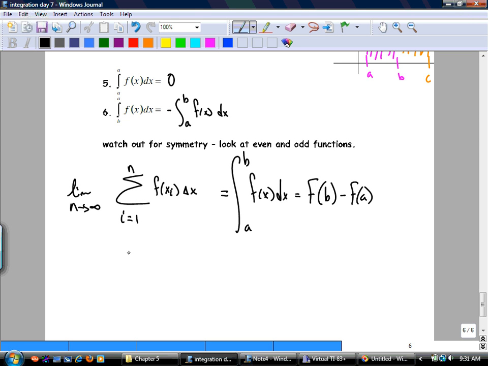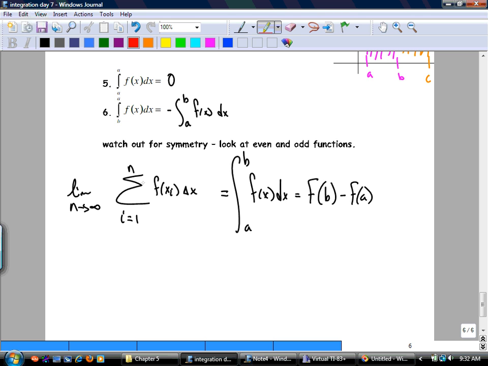Because it links rectangles or whatever method. f of x sub i is just your method that you're going to use to find that area, length times width. We could use midpoints, lefts, rights, or even trapezoids if I wanted to funk that formula up a little bit. But you need to see that the areas of the rectangles become the antiderivatives being calculated. Okay? They're all the same thing.